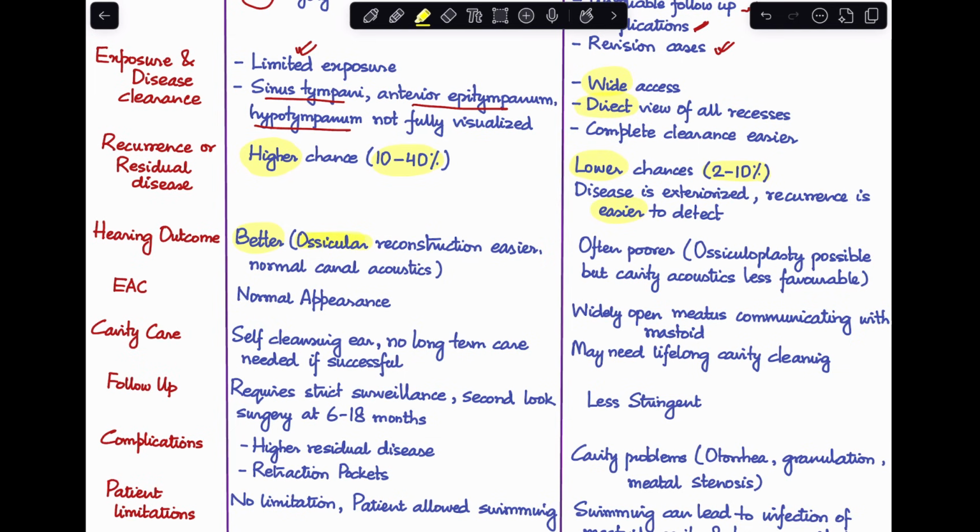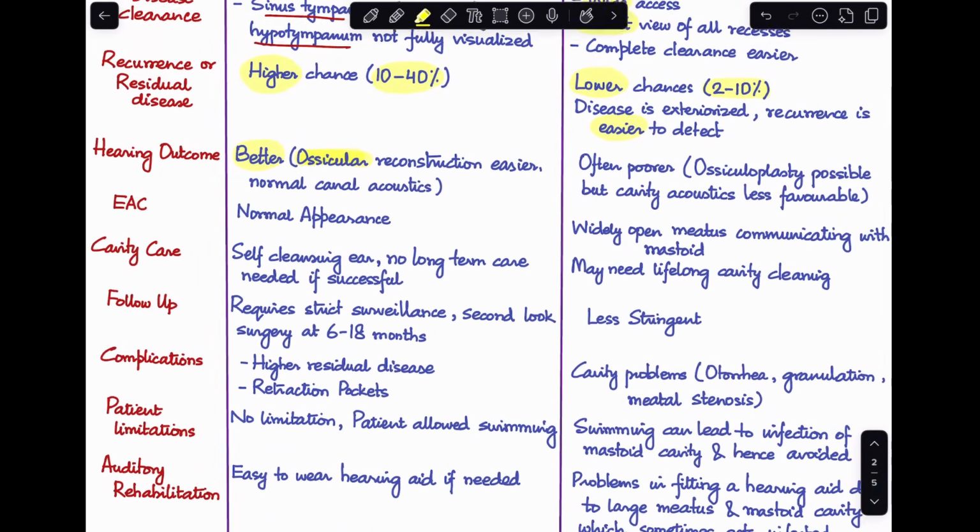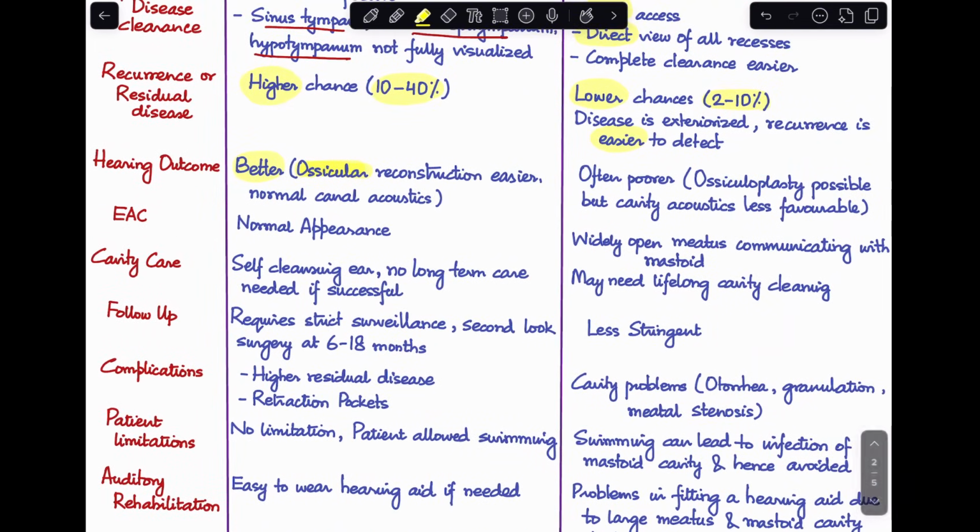Whereas, hearing outcome is often poor in cases of canal wall down procedures like modified radical or radical mastoidectomy. Then, because the cavity has been enlarged, the meatus has been enlarged, the cavity acoustics are less favorable, but ossiculoplasty is still possible in these cases.